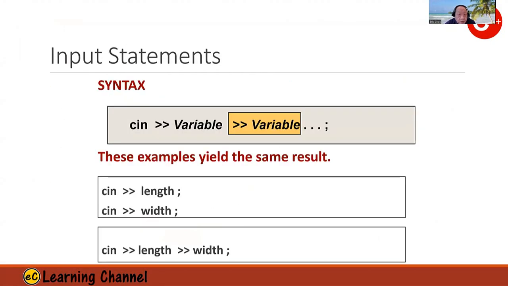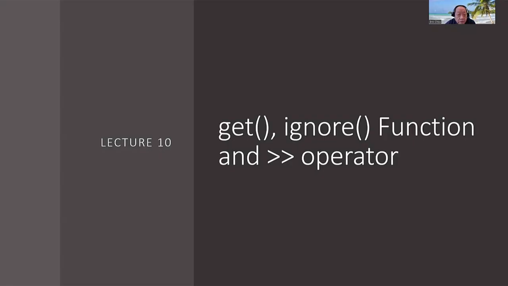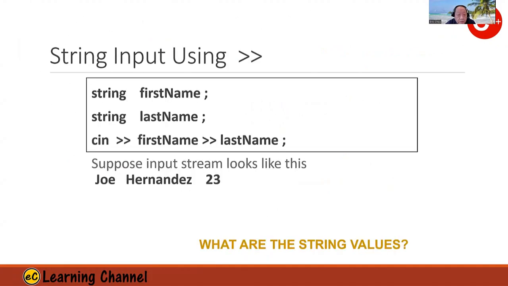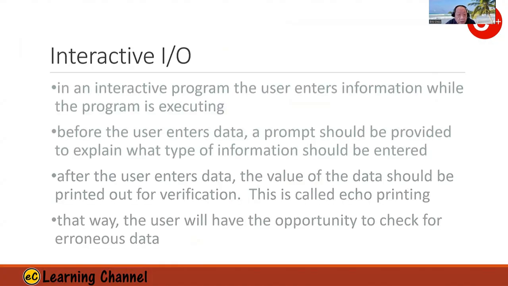Input section, we finish it. Input example, we finish it. Get ignore, we finish it. Get line, we finish it. IO stream.